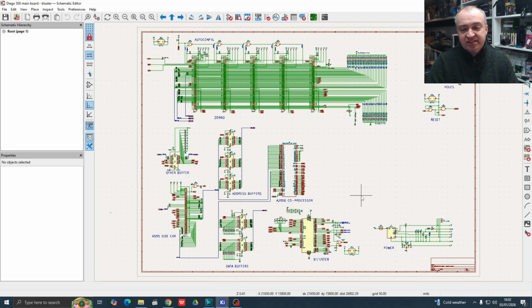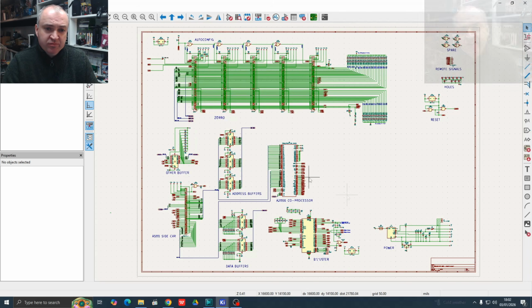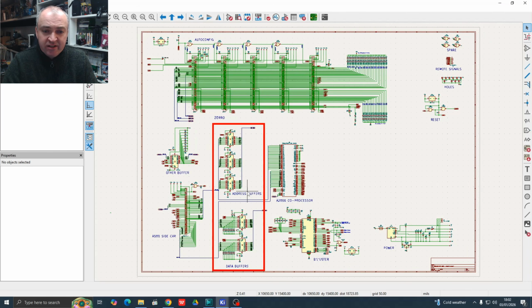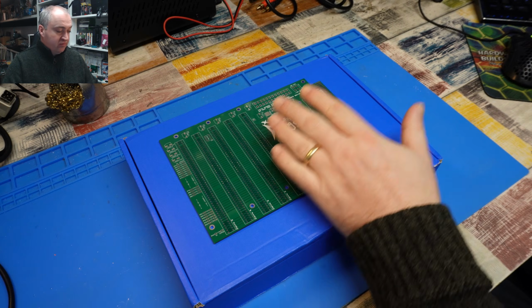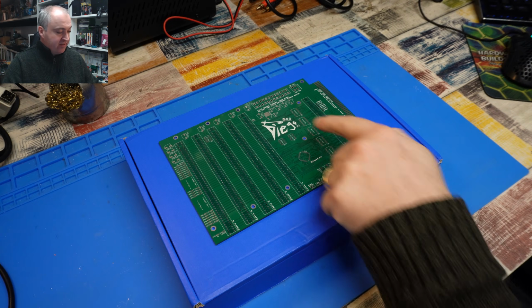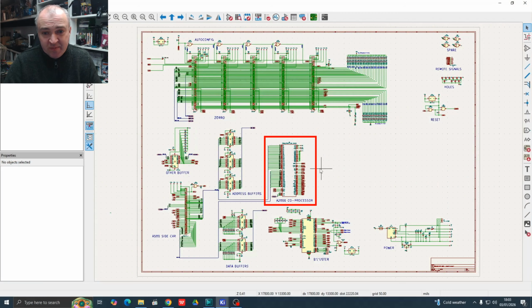Since this is one of the first projects I have put together and drawn up, please excuse the messiness of these schematics. I'm sure it doesn't conform to any industry standards, but we've got our A500 sidecar, the data and address buffers. There's another buffer chip in there as well, handling a few other bits. The A2000 coprocessor slot, which, yes, I know actually sits before those buffers and everything else. That's it there. That's the bank of buffers.